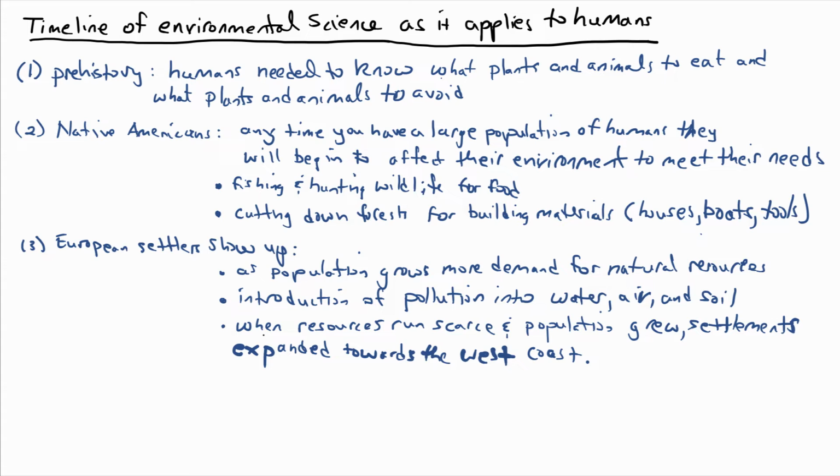And then later on, the European settlers show up. And as the population grows, more demand is needed for natural resources to meet your needs. You have to have food, water, shelter. And as the population grows, you introduce pollutants into the water, the air, and the soil. And when resources ran scarce and population grew, the European settlers moved from the East Coast out to the West Coast. And that had an effect on the environment.